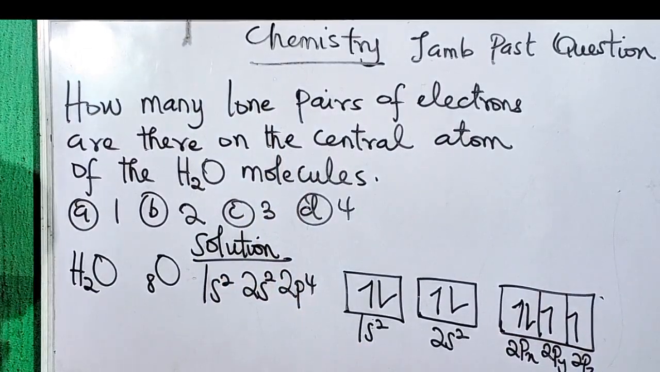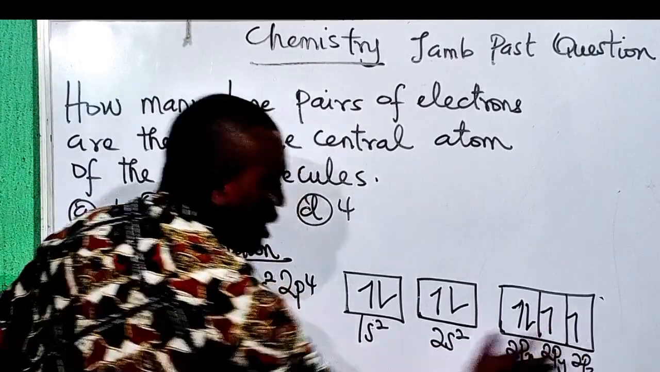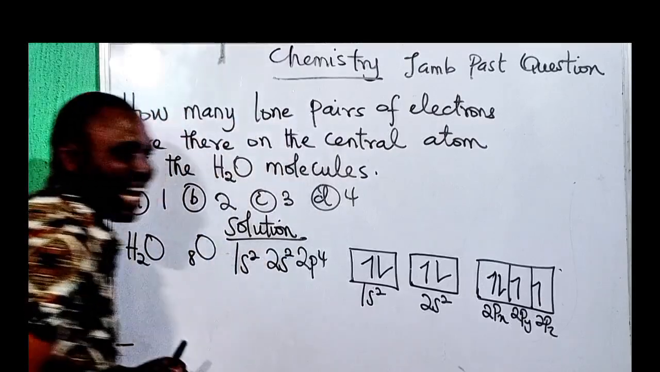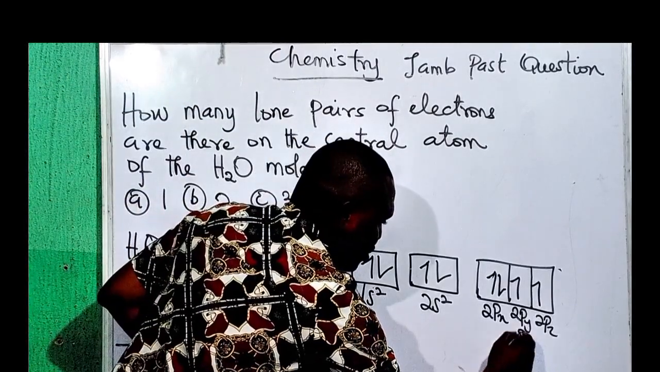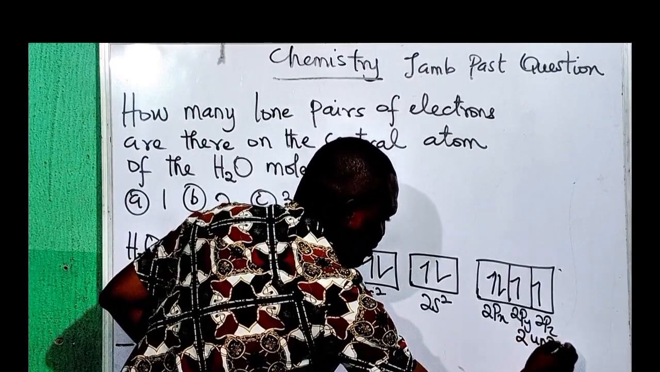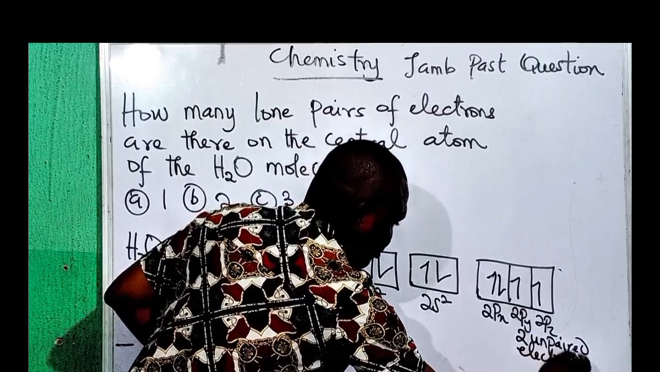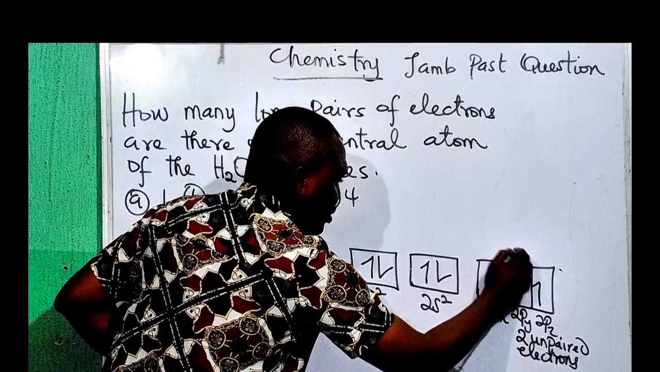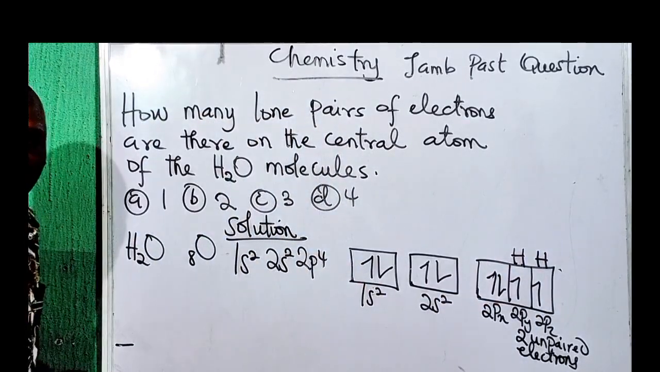Are you following now? Looking at what we have here, you will discover that there are 2 unpaired electrons here. These 2 unpaired electrons are actually available for bond formation. So take note of this: 2 unpaired electrons. An atom of hydrogen can form a bond here, and another atom of hydrogen can form a bond there.